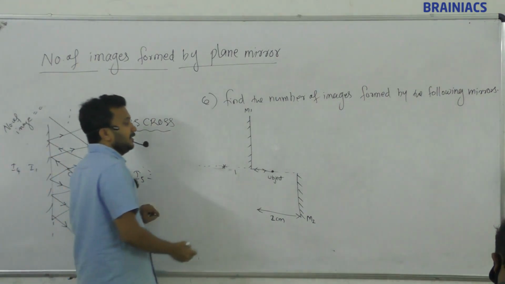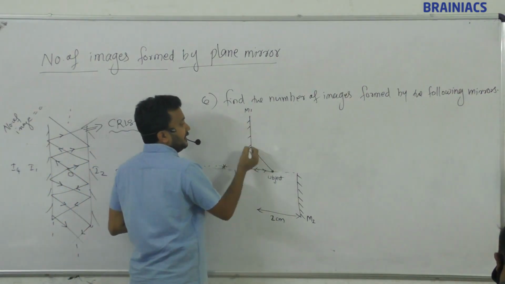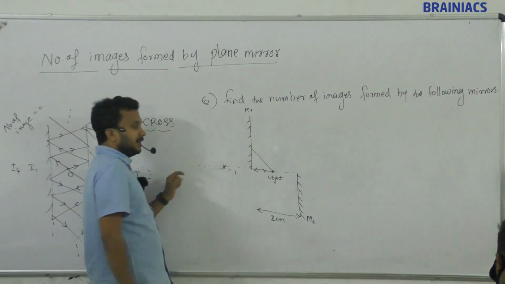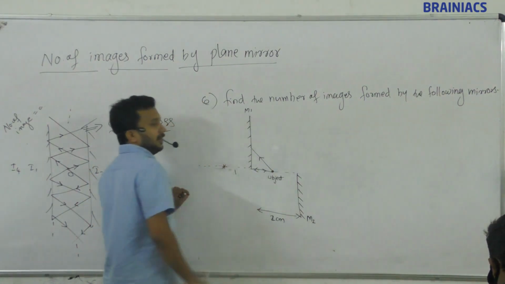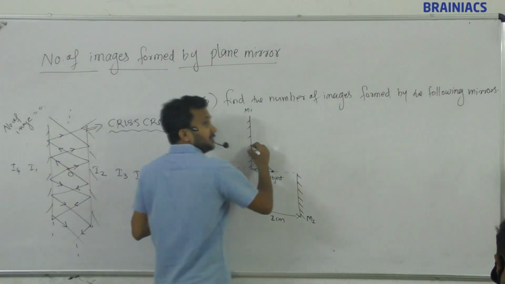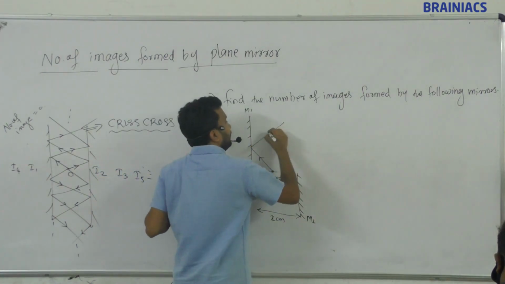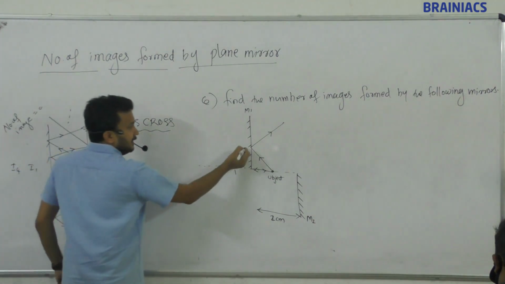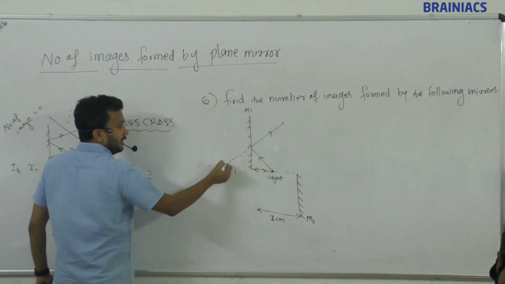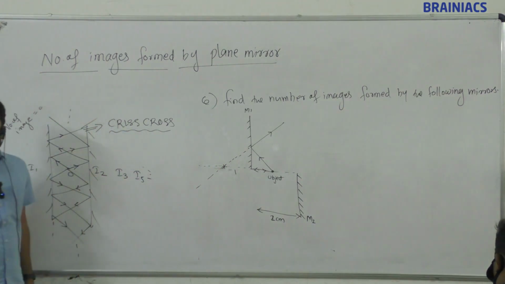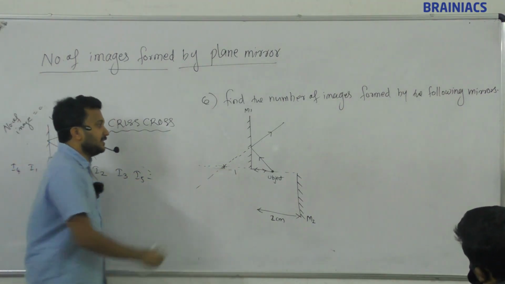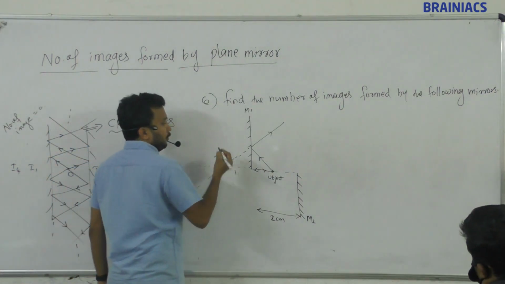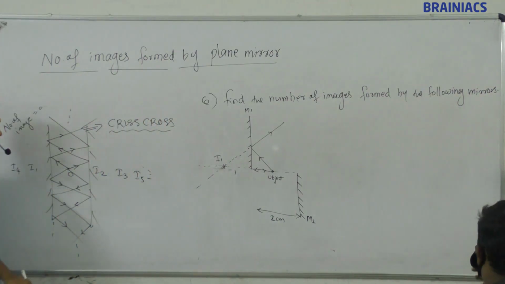Always remember that. Then another ray is incident on this mirror, and what will happen? It will go for reflection. So this is the reflected ray. This reflected ray is extended, and it meets at this point. So this image is called I1. That's all, we'll keep it there.